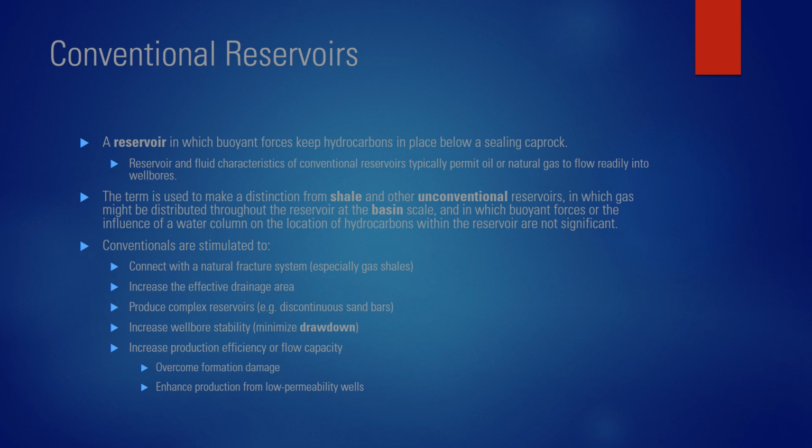Conventionals are stimulated to connect with the natural fracture system, especially gas shales, to increase the effective drainage area, to produce complex reservoirs, an example being discontinuous sandbars, to increase wellbore stability, that is to say to minimize drawdown, to increase production efficiency or flow capacity, overcome formation damage, or enhance production from low permeability wells.